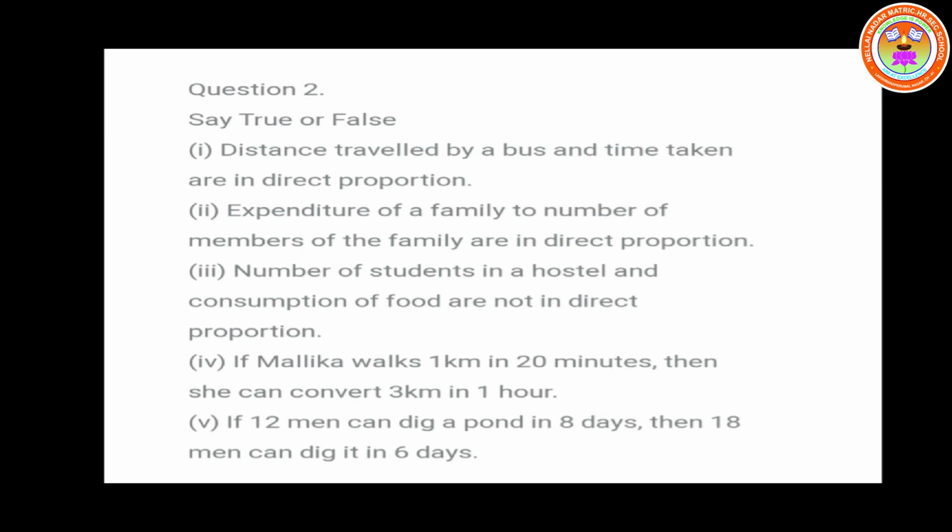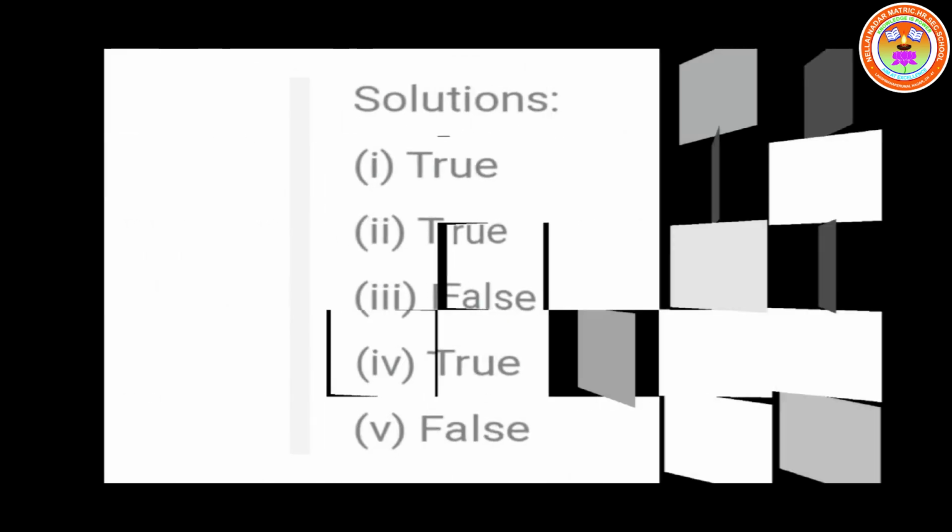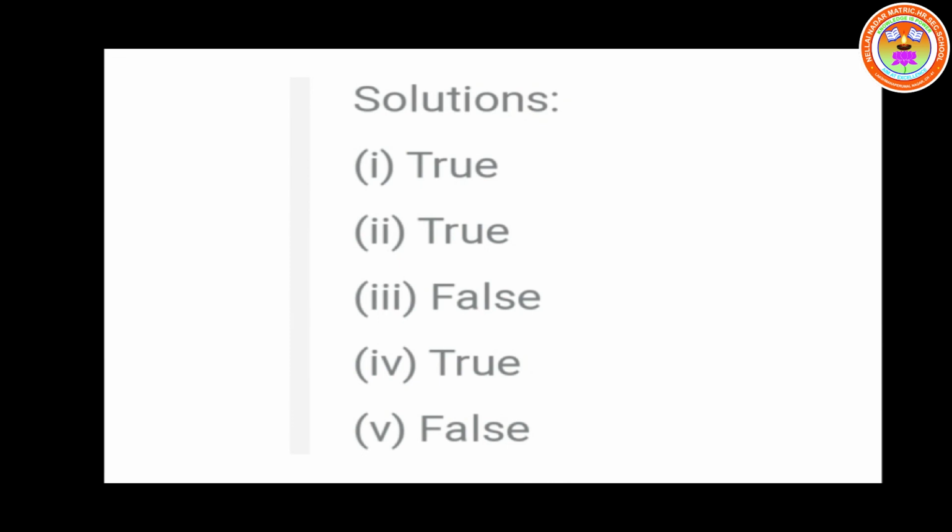Subdivision 5. If 12 men can dig a pond in 8 days, then 18 men can dig it in 6 days. 12 men can dig a pond in 8 days. Whether 18 men can dig it in 6 days? No, of course it is not at all possible. So it is false. Okay. Now I have given the solutions at the back. First subdivision true, second subdivision true, third one false, fourth one true, and fifth one false.